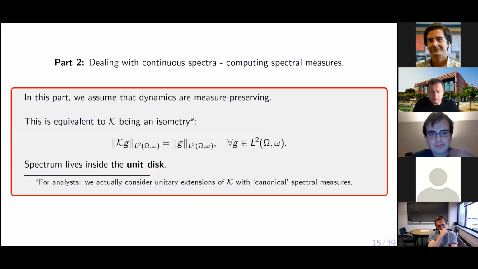Part 2, dealing with continuous spectra. To do that, I'm going to compute something called spectral measures, which I'll introduce in a second. And in this part, the only assumption I make is that the dynamics are measure preserving. For example, I don't assume that they are ergodic. And this is equivalent to K being an isometry, which just means it preserves the size of your observables g. And the spectrum in this case is guaranteed to be inside the unit disk.